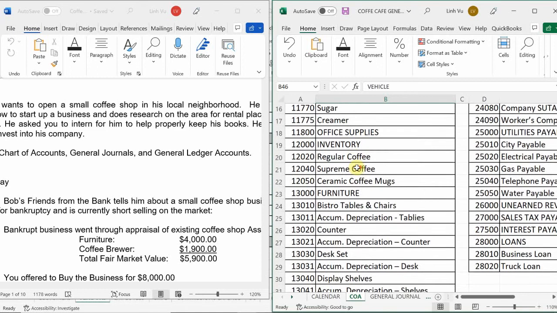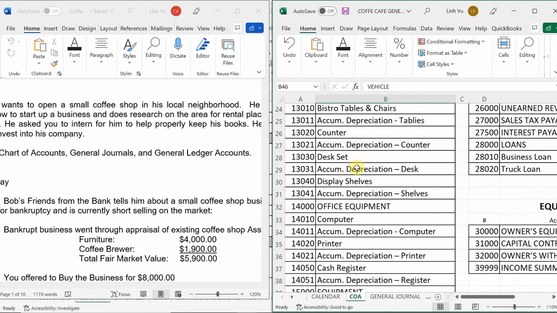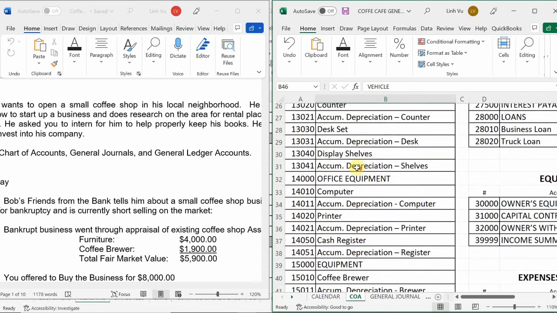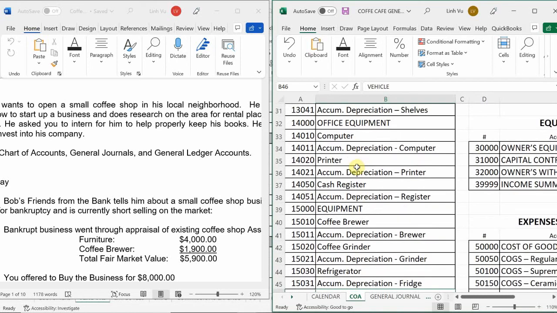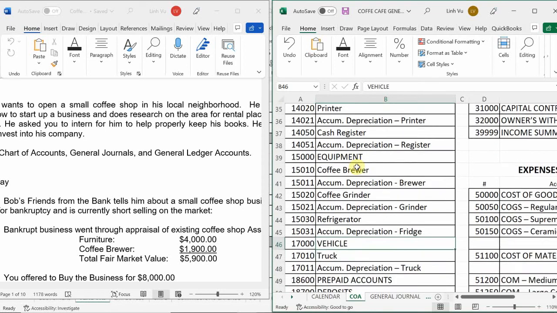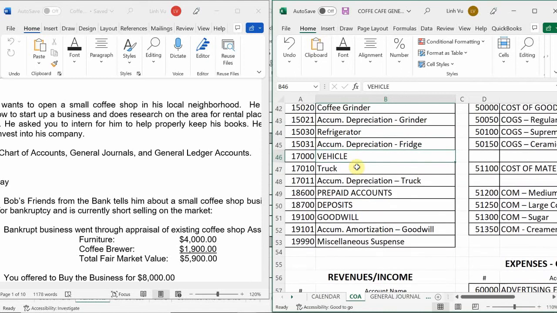1300. Do I have a coffee brewer account? Yes, you do. What account number is that? 15010. And we said we generated goodwill from buying the business, right? Do we have goodwill? Yes, we do. 19100.